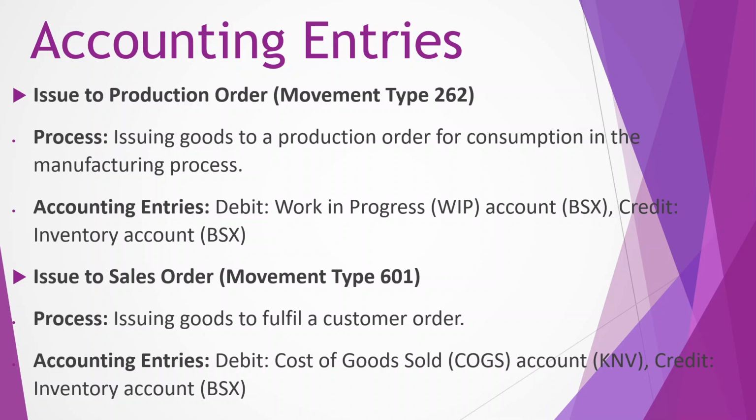So in that case the accounting entry will be debit work in progress WIP account with BSX, and credit will be inventory account BSX. Then next, issue to the sales order, and this basically is related to your PGI, your post goods issue is what we are referring to.